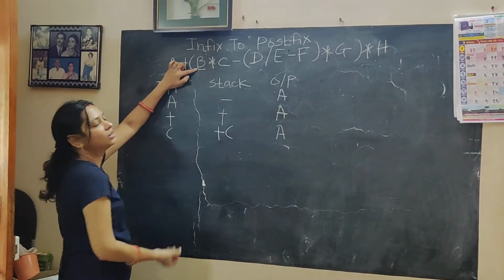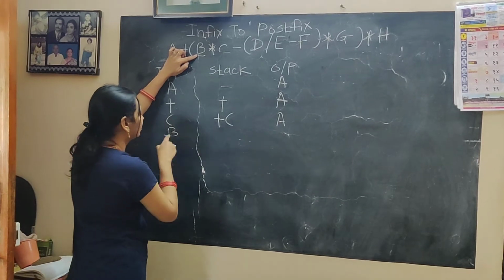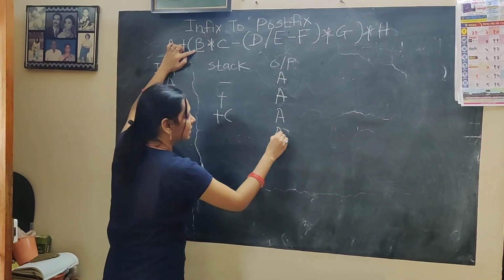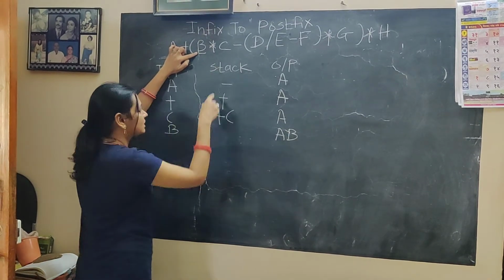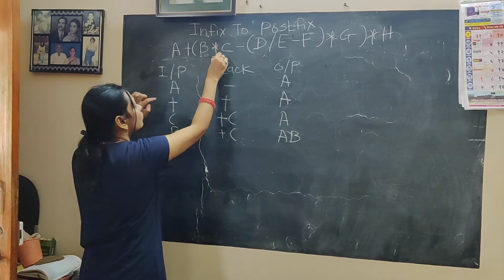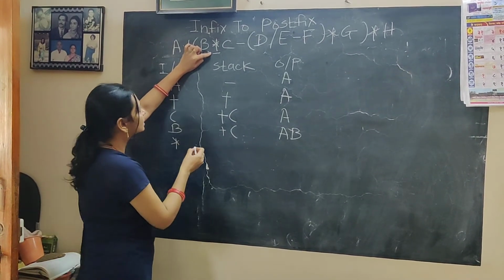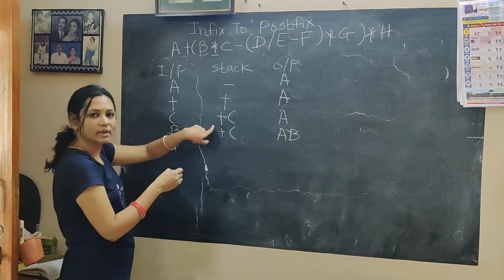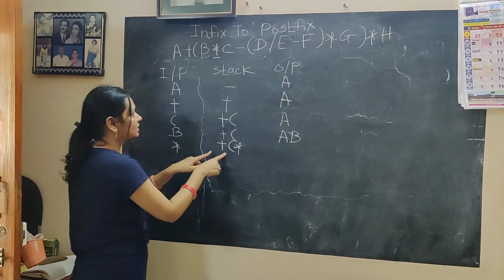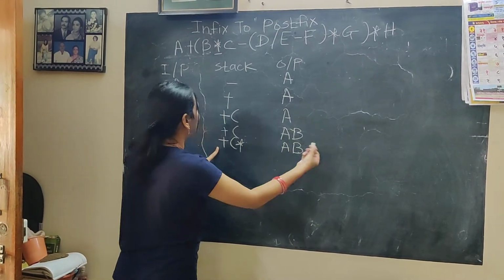Next is again an operand, that is nothing but B. Now as it is operand B, where will it be moved? To the output, that is A, B. But the stack will remain the same. Now next is again what? It is the multiplication operator. As it is an operator, it will be moved to where? Stack. So our stack becomes this, and the output remains A, B.